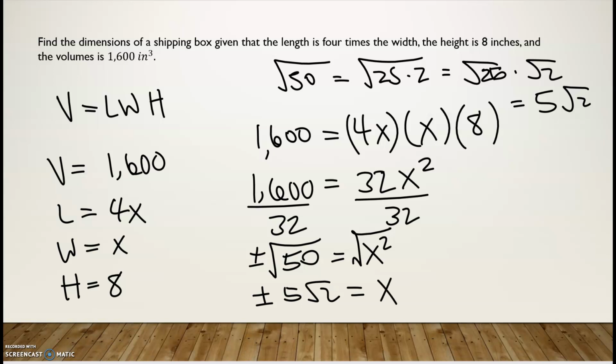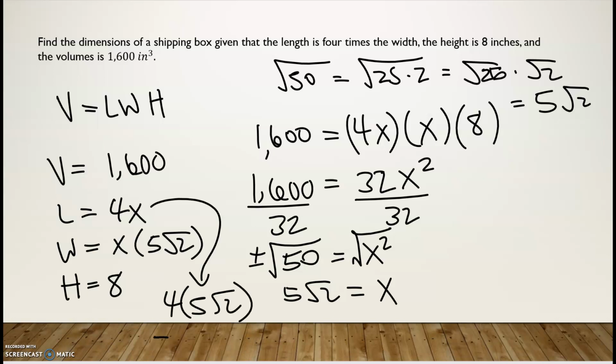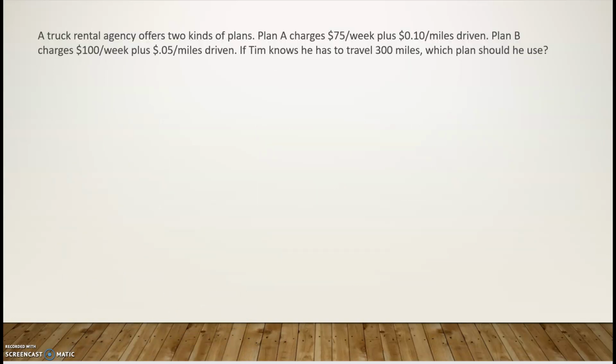But notice that we're talking about length and width. We're talking about dimensions here, so we wouldn't have the negative. So it would just be the positive 5 square root of 2. So the width would be 5 square root of 2, and the length down here would be 4 times 5 square root of 2, which would be equal to 20 square root of 2. And then there would be your dimensions. The length is 20 square root of 2, the width is 5 square root of 2, and the height is 8.